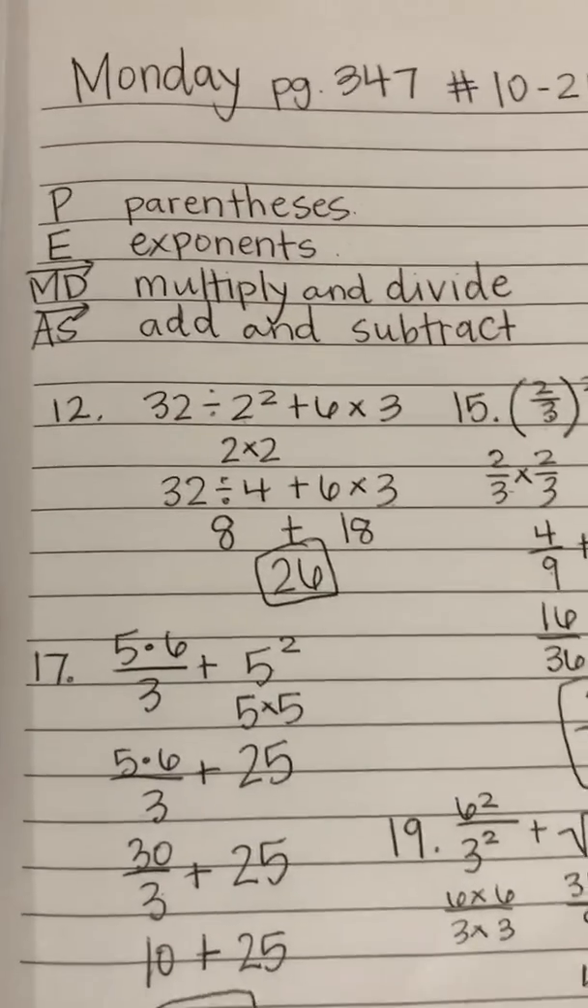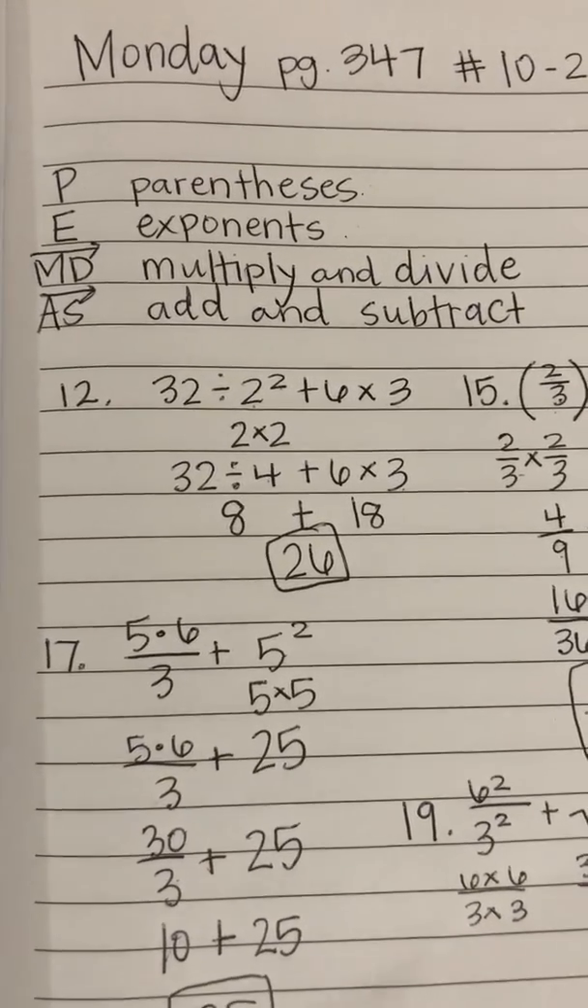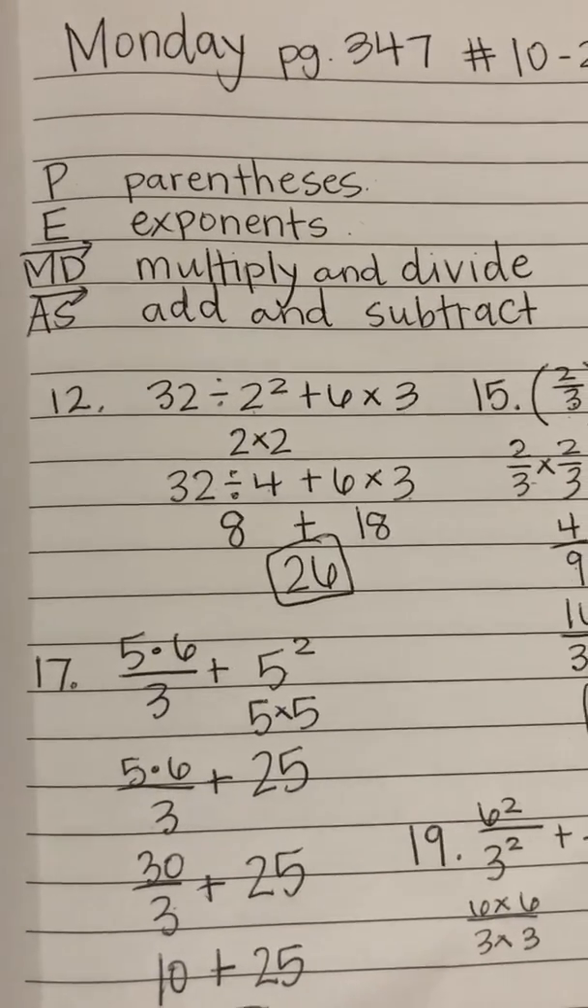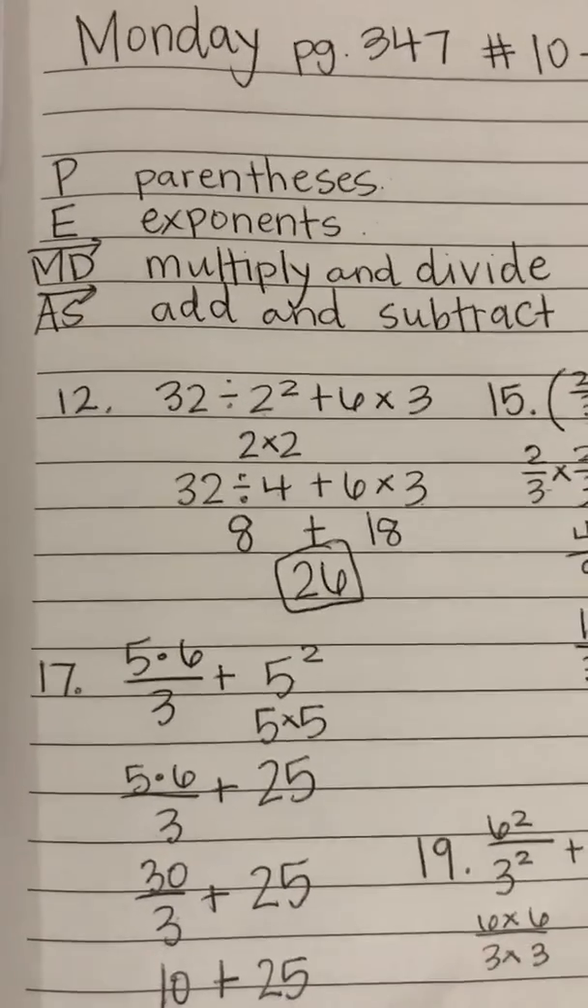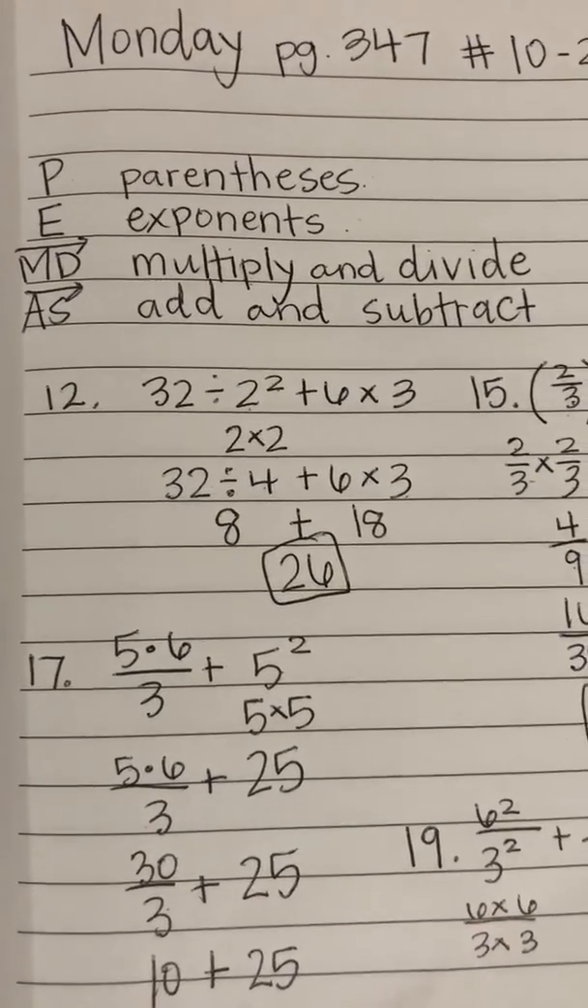Just remember the order that you're supposed to work it in: parentheses, exponents, multiply and divide from left to right. If you divide first, that's okay, as long as you go from left to right. Add and subtract, the same thing. You go from left to right. It doesn't matter if you have to subtract first.